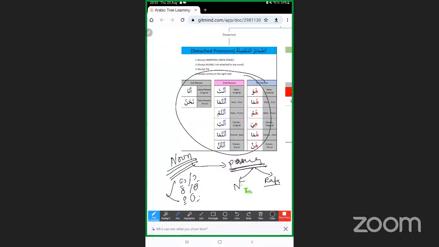And for nasab, we will learn, and for jar, we will learn what the structure is. They don't follow the original noun structure. Got the idea, sister? Yes, sir, I got the idea.